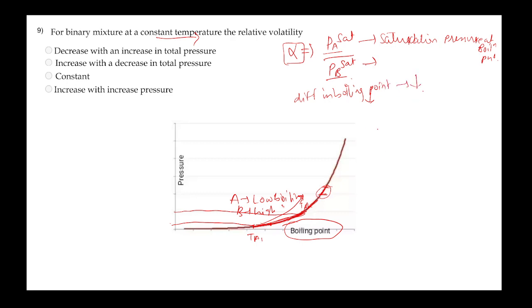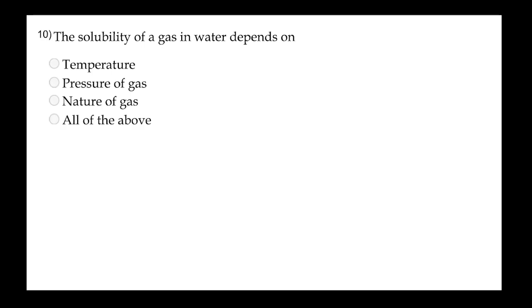Relative volatility decreases with an increase in total pressure. It does not increase with a decrease in total pressure, which is wrong. It is also not constant, and it does not increase with an increase in pressure. So the correct answer is A.